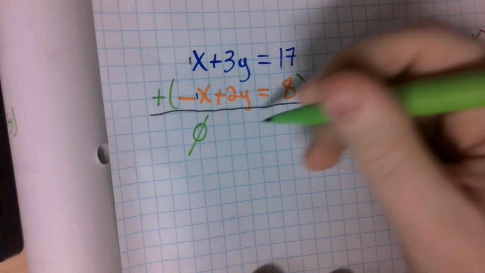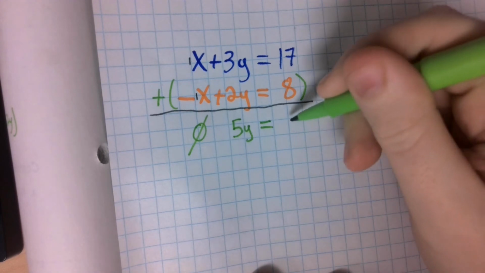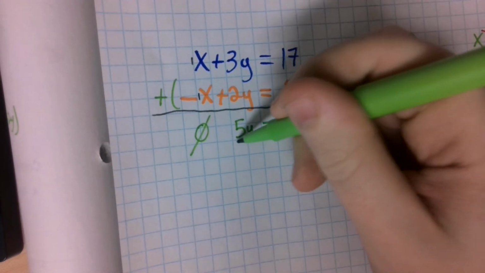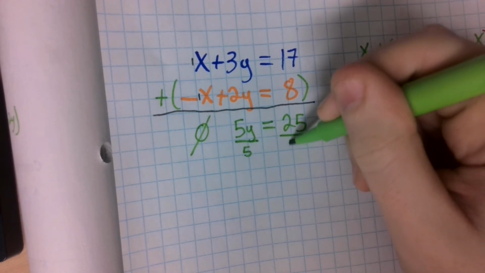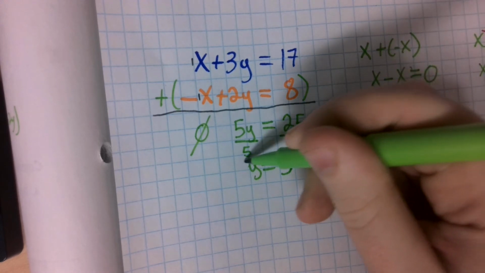3y plus 2y is 5y. 17 plus 8 is 25. So to solve this one, we just have to divide by 5 on both sides, giving us y equals 5.